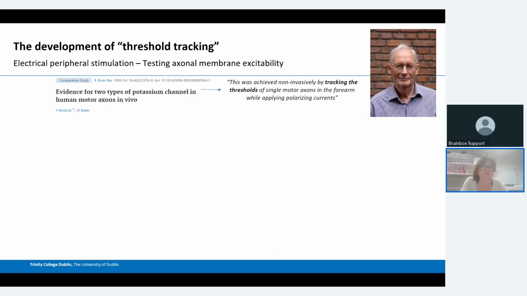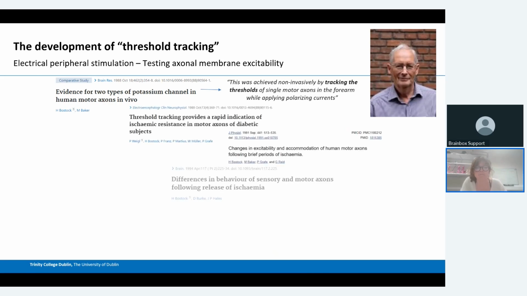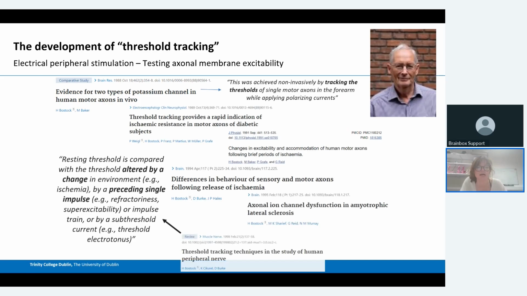So this was originally described in the context of looking at motor axons and peripheral electrical stimulation. The earliest of his papers that I could find was this one from 1988 that describes this in humans. So it was this idea of tracking the threshold of a motor axon by applying different stimuli to understand potassium channels. And then he applied it to look at the effects of ischemia on that threshold. So what happens to the excitability of these motor axons if I apply ischemia, and understanding that in the context of disease.